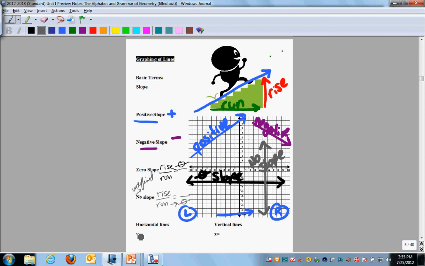Horizontal lines in equations is anytime you have y equals, for example, 2, that will be a horizontal line. I'll show you how to graph that in just a moment. A vertical line is any x equals any kind of a number, we'll say -4. That is going to be a vertical line. I'll explain why in just a moment.